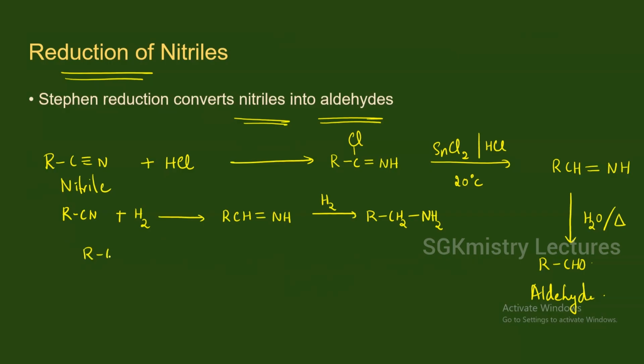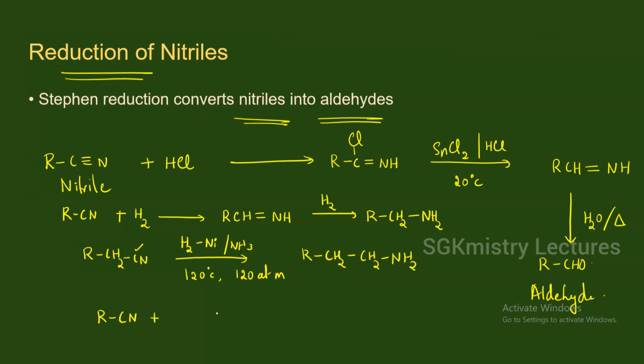Similarly, RCH2CN, if you're treating it with hydrogen in the presence of a catalyst, on catalytic hydrogenation at high temperature and high pressure, again you're going to get the amines. So here, again, there is one more carbon atom, so CH2NH2. Next, RCN. Again on addition of hydrogen, that is by using lithium aluminum hydride in ether, you're going to get RCH2NH2 as the product.